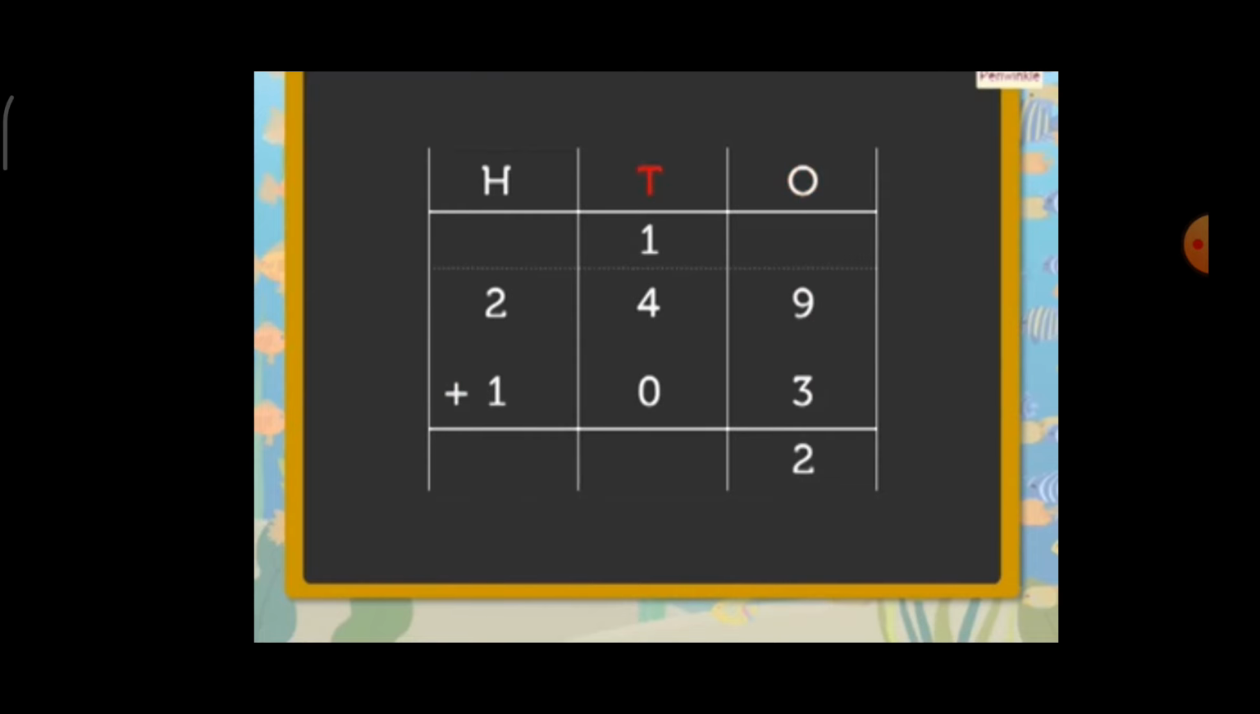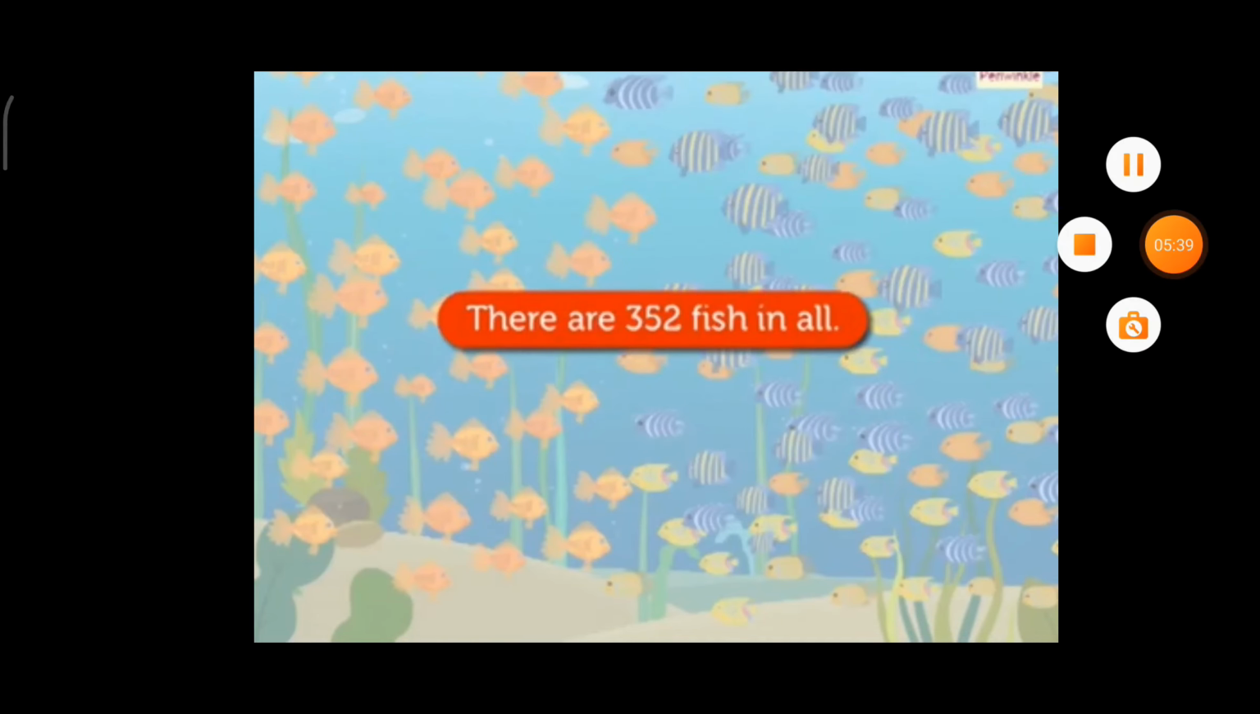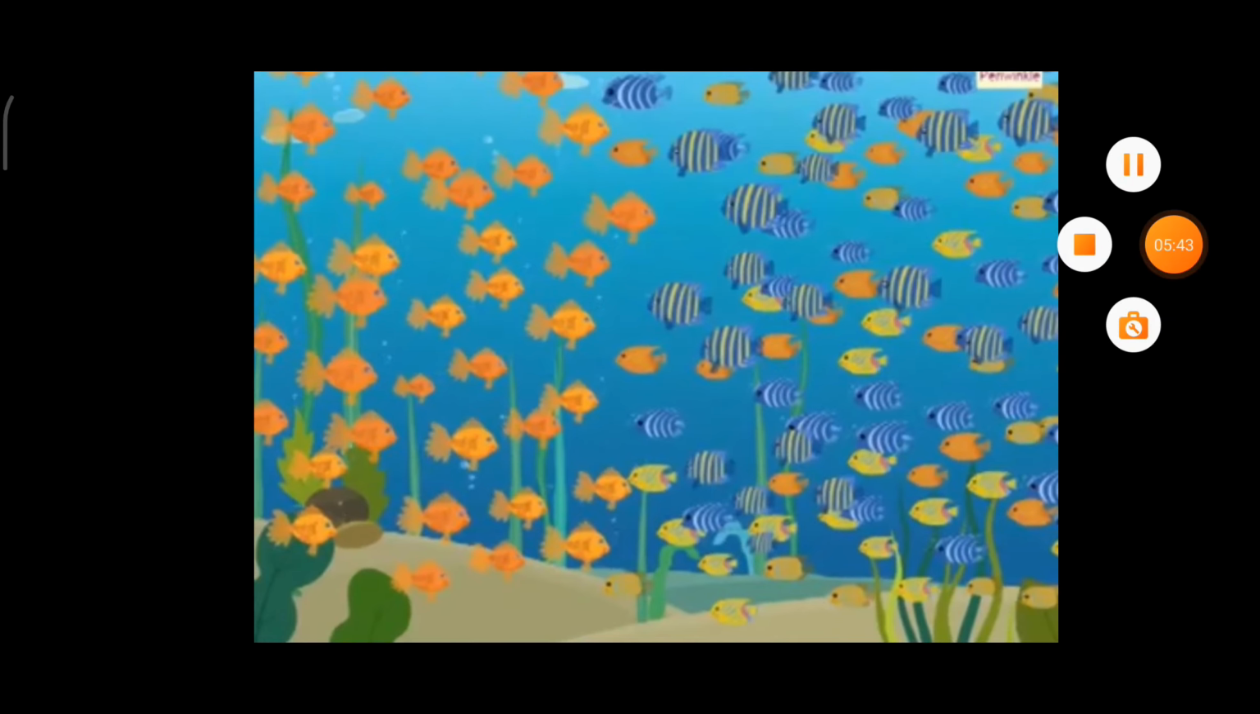Now add the tens, that is 1 plus 4 plus 0 is equal to 5. Now add the hundreds, that is 2 plus 1 is equal to 3. Thus 249 and 103 is equal to 352. There are 352 fish in all. Isn't it beautiful?